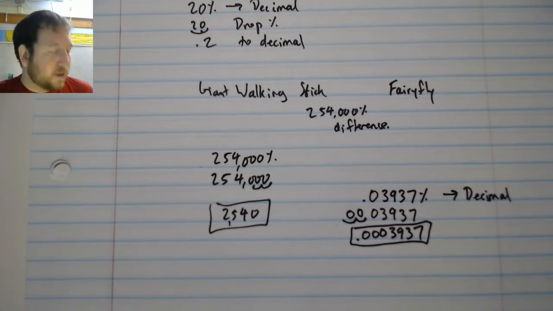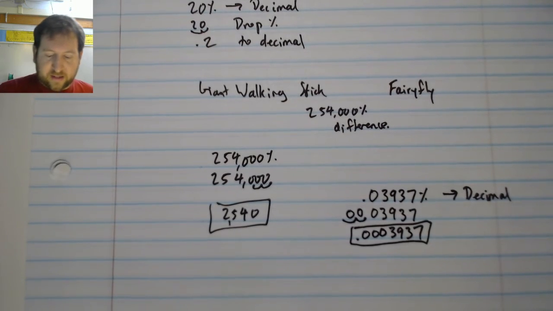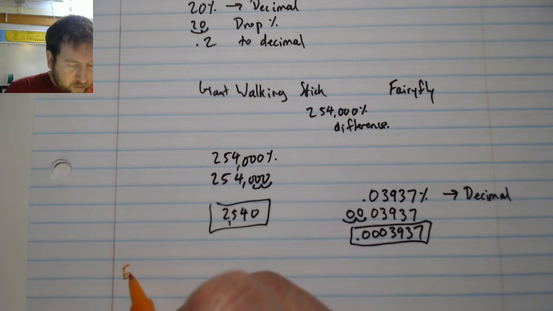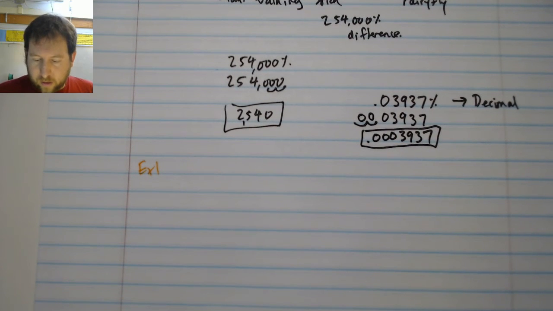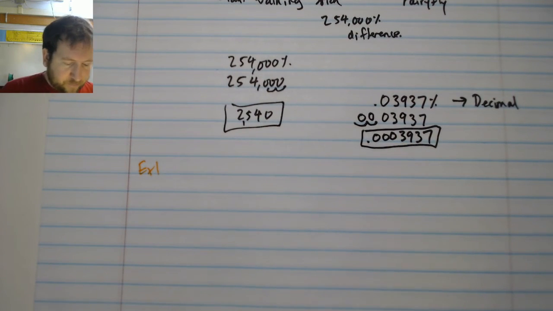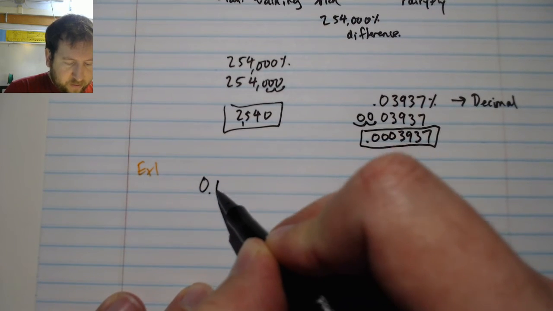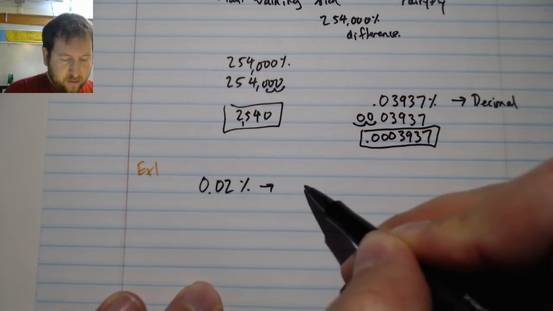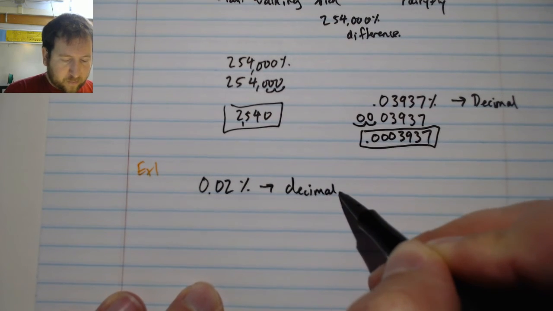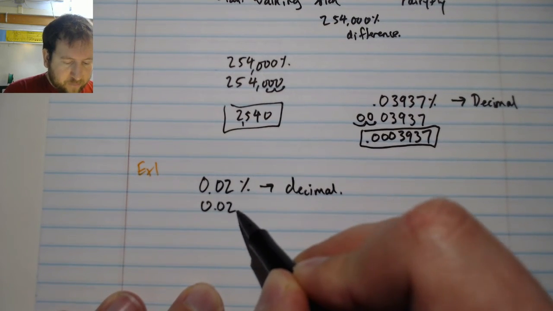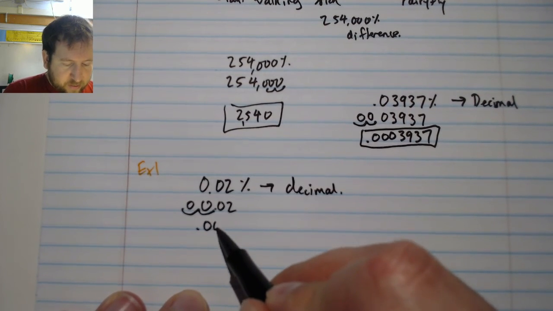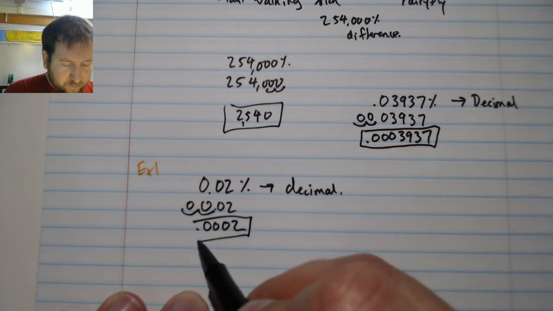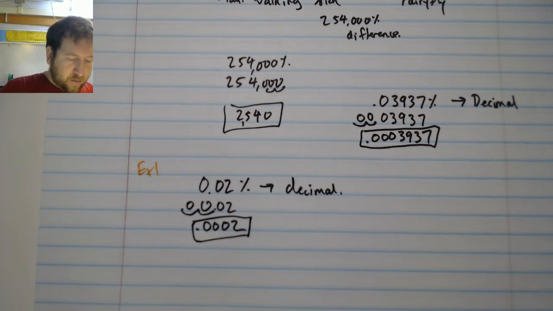Okay, if you feel like you get it, go on. I'm going to do 2 more quick examples. Example 1. Let's see, we're going to take 0.002% to a decimal. Alright, drop the percent. And then move the decimal point 1, 2. Gives us another 0. So we have 0.0002. Not too bad.